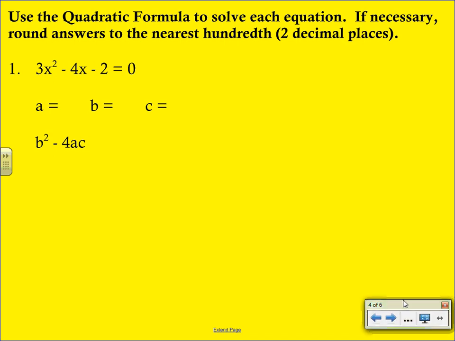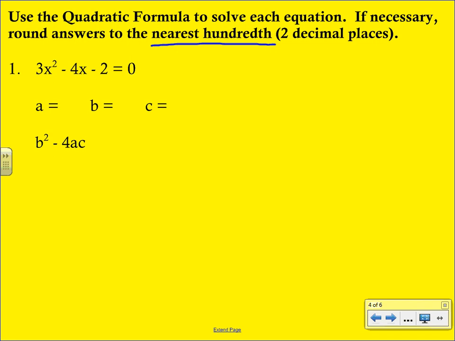If you look at the directions, they tell us to use the quadratic formula, and then if necessary, round answers to the nearest hundredth. So this is where things are going to change a little bit. We aren't going to have always nice whole numbers. Sometimes you will, but more often than not, when you use the quadratic formula, you're going to get some decimal answers. And the nearest hundredth, as noted in the parentheses, just means 2 decimal places.